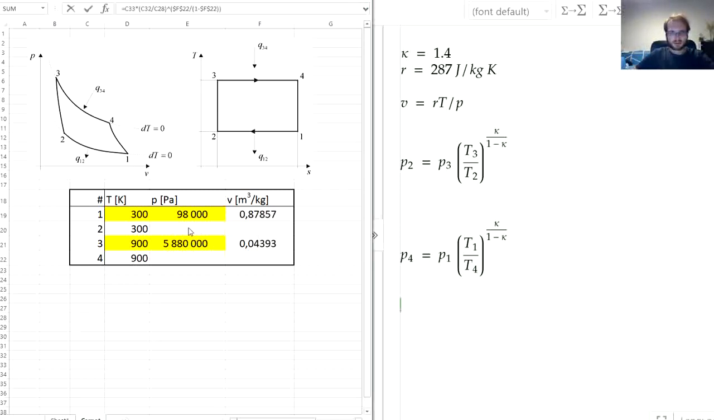So let's put it in our calculation. Pressure at point 2 is pressure at point 3 multiplied by temperature 3 divided by temperature 2, to the power of kappa 1.4 divided by 1 minus kappa.